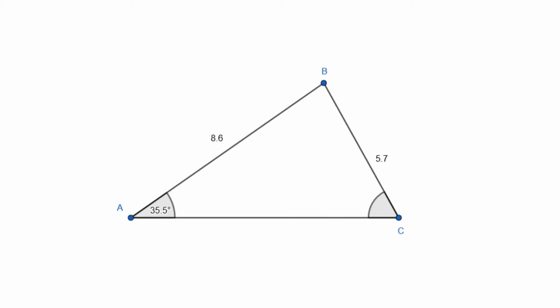The problem is that we've been a little bit quick to draw this picture. There's more than one way to draw a triangle that illustrates all the information given in the question. Here's an alternative way of showing the position of C, giving us a smaller triangle, but still with sides of length 8.6, 5.7, and an angle of 35.5 degrees. But you can see that the angle C would be very different.